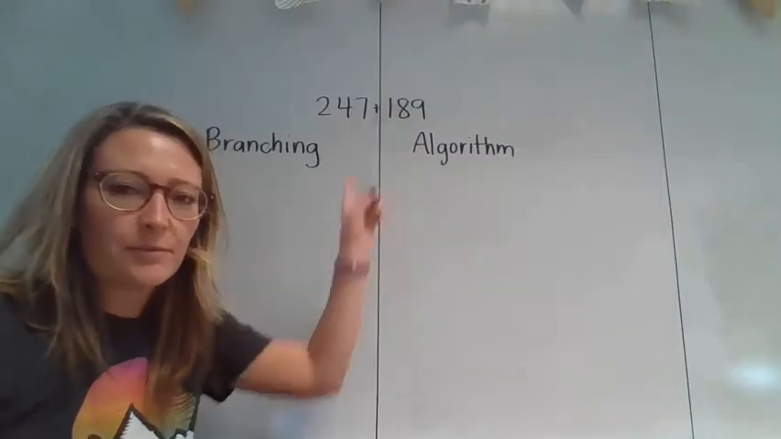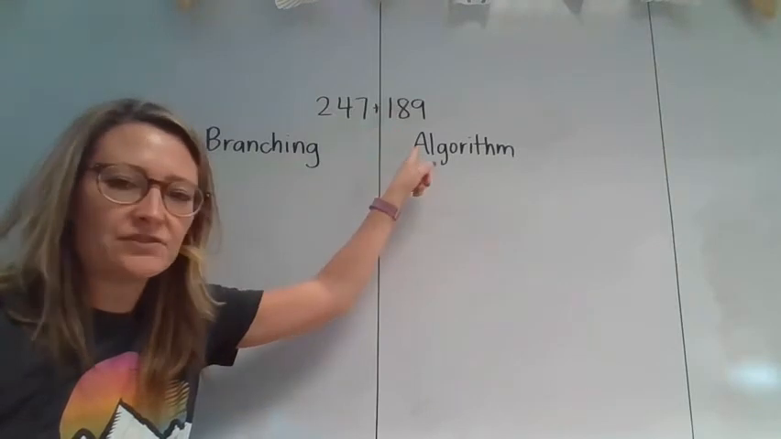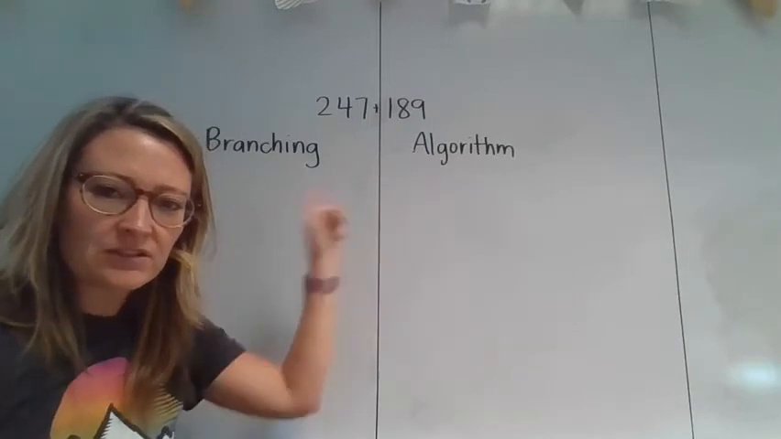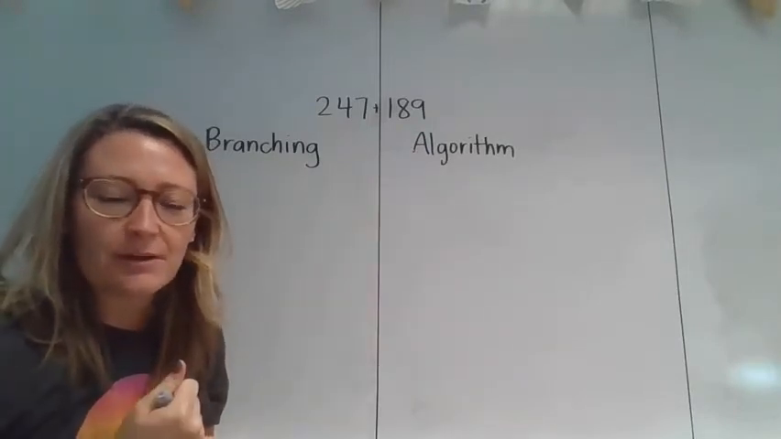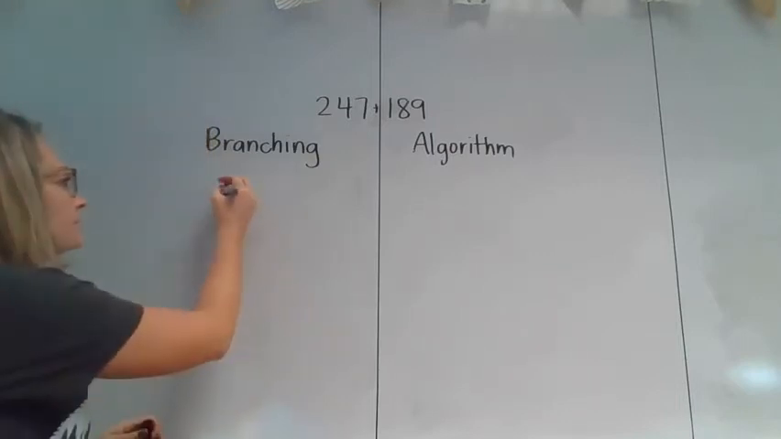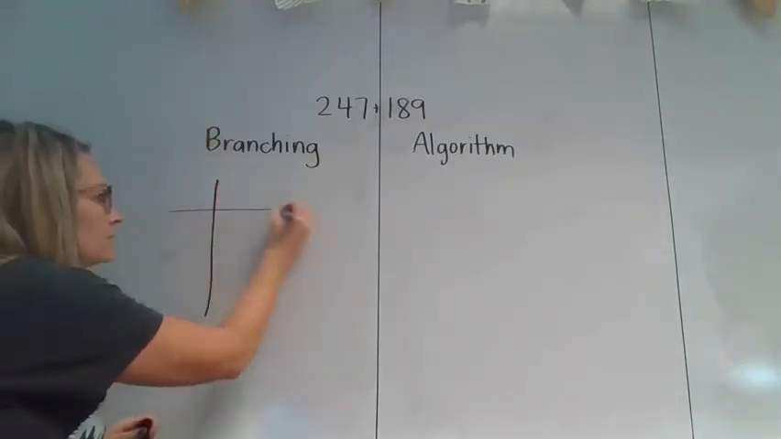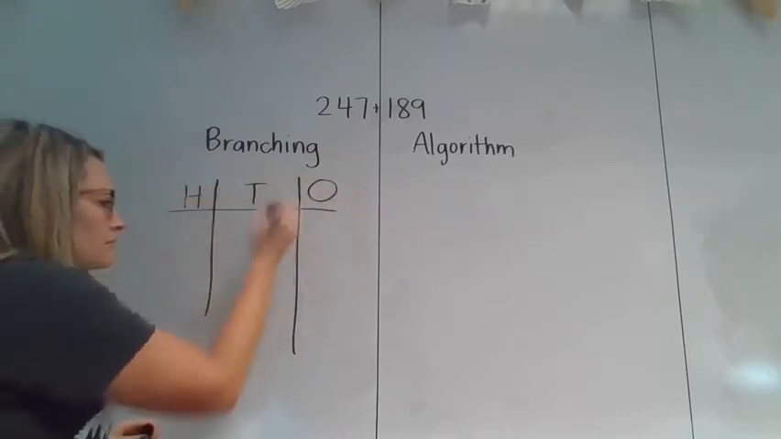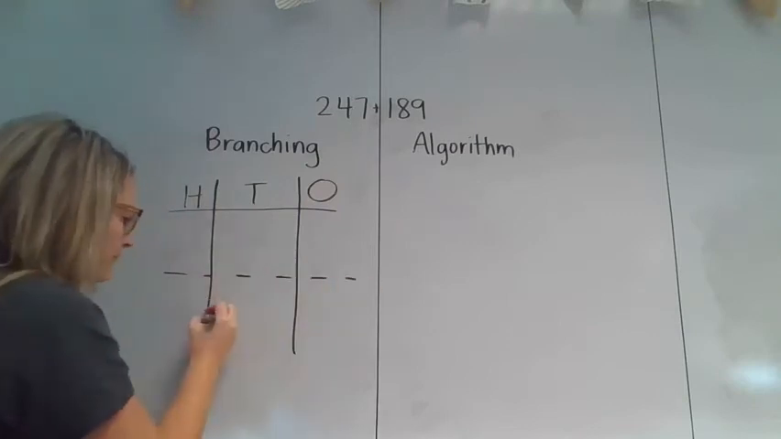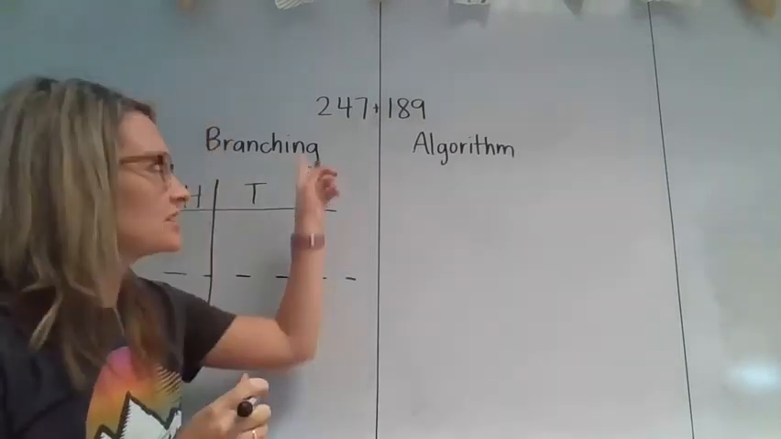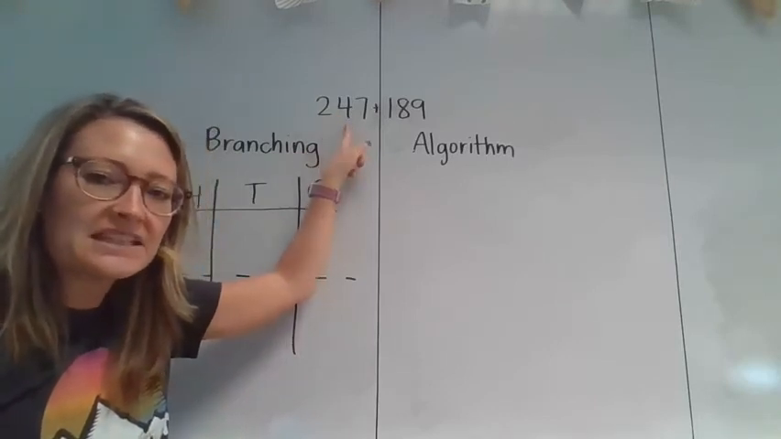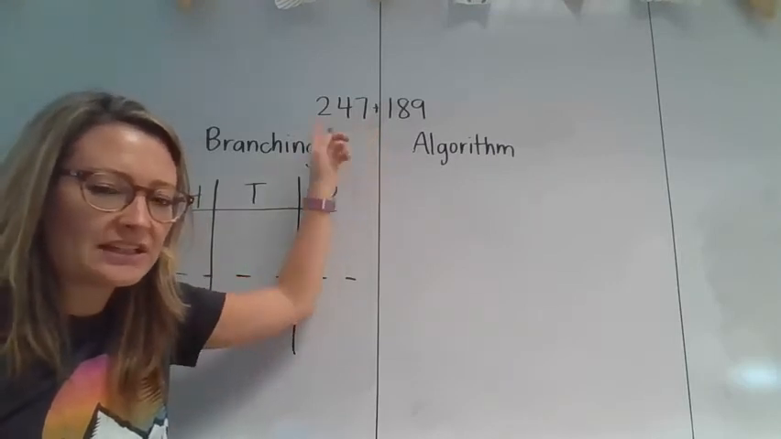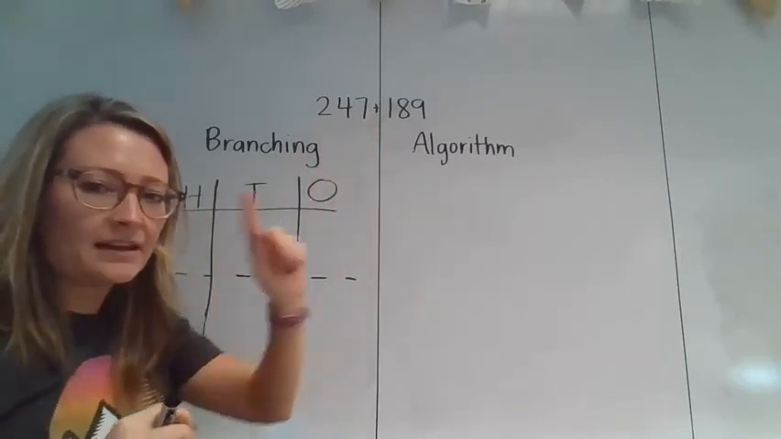So now we're going to solve the problem 247 plus 189, and we're going to use branching and then the algorithm. So let's start with branching. Again, we're going to have to start by drawing our HTO chart. So now we're going to start by building 247, but instead of building it using the base 10 blocks, we're instead just going to write the value of each digit, kind of like an expanded form, in our HTO chart.